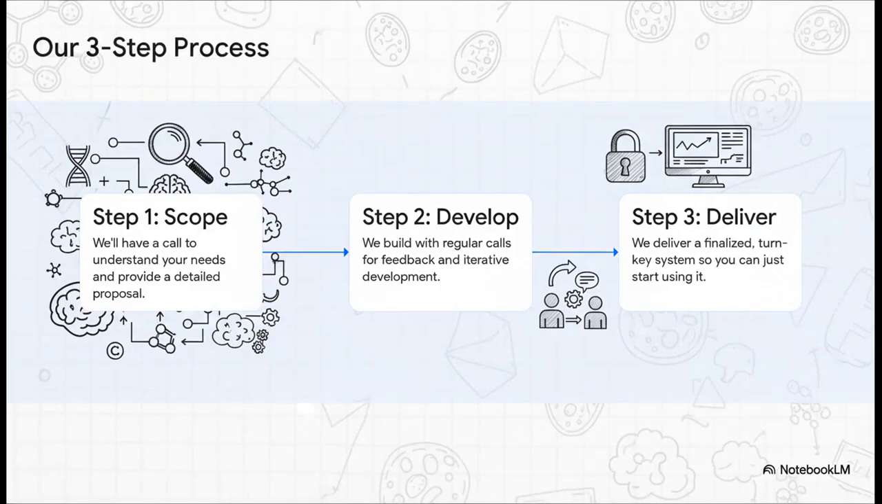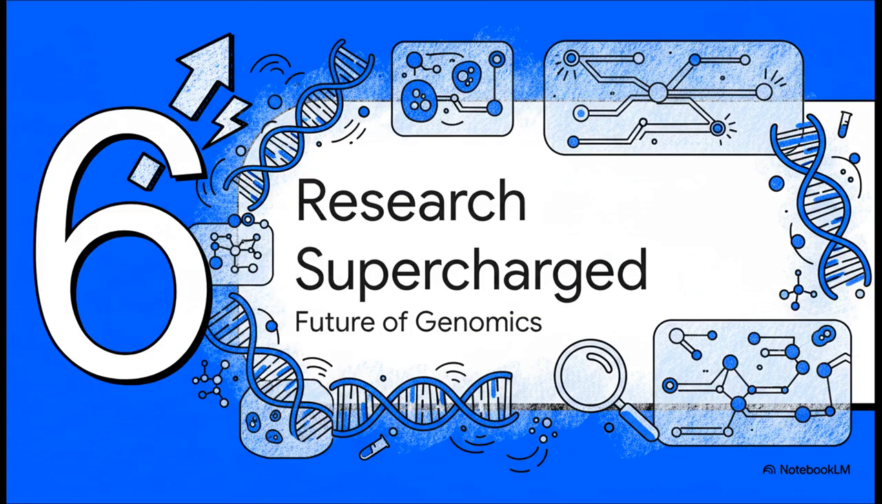And working with them is designed to be completely straightforward. It's a simple, transparent, three-step process. First, they hop on a call to really scope out your needs. Then, they develop the solution with you with regular feedback calls. You're always in the loop. And finally, they deliver a finished turnkey system that's just ready for you to start using right away. When you put it all together, it all points to one clear goal: supercharging your research.